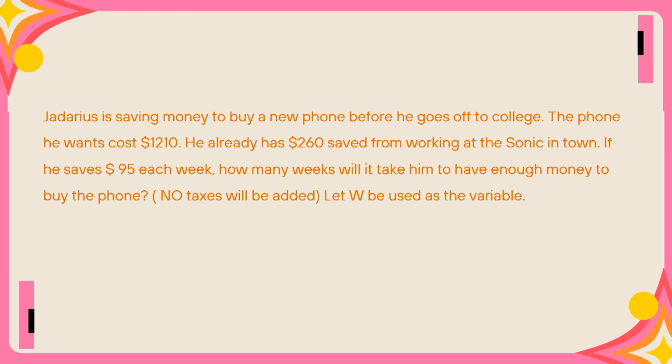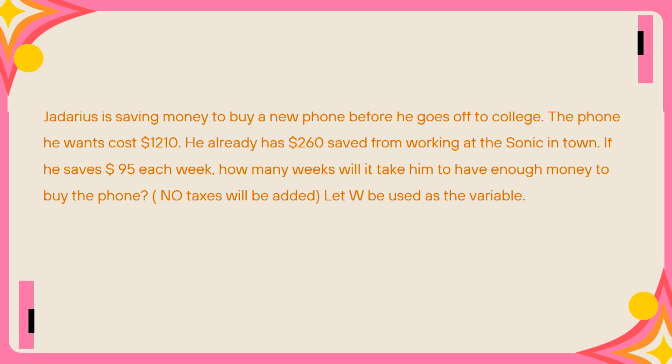Now, let's look at a word problem. You must create the equation before you can solve the problem. Jadarius is saving money to buy a new phone before he goes off to college. The phone he wants costs $1,210. He already has $260 saved from working at the Sonic in town. If he saves $95 each week, how many weeks will it take him to have enough money to buy the phone? No taxes will be added. Let W be used as the variable.